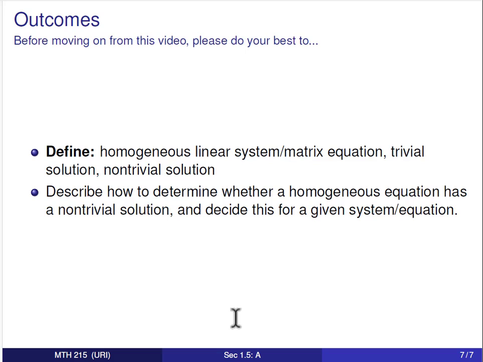Okay, now here are our outcomes again. Hopefully you can define these terms and you can describe how to tell whether there is a solution. I'll give you a hint, there is always a solution, but to find a non-trivial solution, what we have to do is solve our system of equations as before and just see if there's more than one solution.